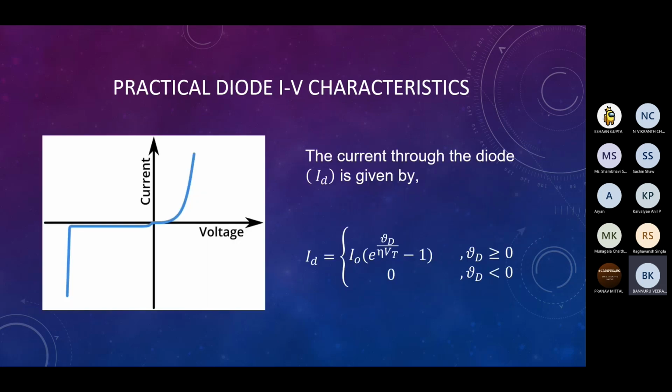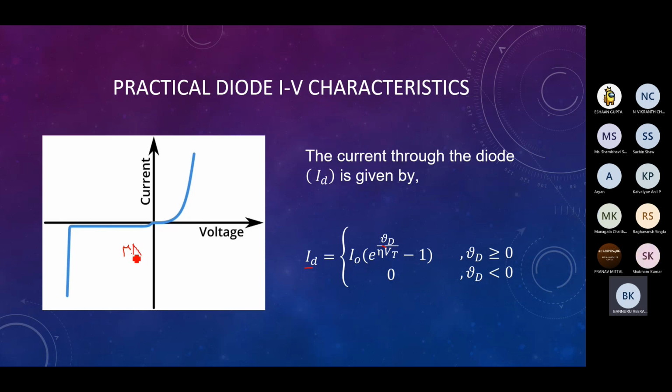And the practical diode IV characteristics. This is how the IV characteristics of practical diodes look. The current across the diode is proportional to the exponential of VD, that is, the voltage across the diode. And as we can see, in the reverse direction there is very little current, on the order of microamperes, that is 10 to the power minus 6.